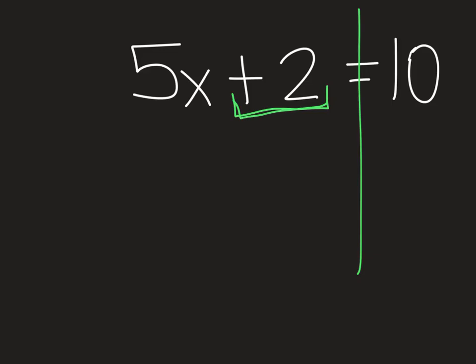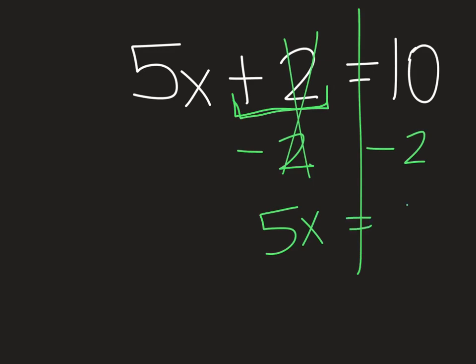So we want to be thinking, what's the opposite of plus 2? That would be minus 2. So we're going to subtract 2 on both sides. We're going to cancel that out. And we're left with 5x equals 8.